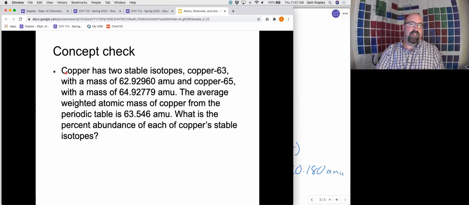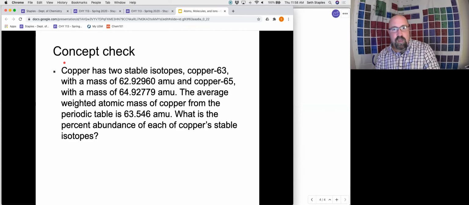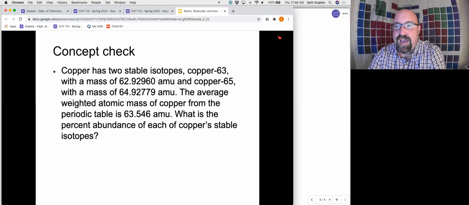is information like this. So in the case of copper, we have two stable isotopes, copper 63, which has a mass as shown, and copper 65 with that mass shown. We know the average atomic mass from the periodic table is 63.546. From this information, what we want to do now is to calculate the percent abundance of each of copper's stable isotopes. And so let's take a peek at the actual equation.